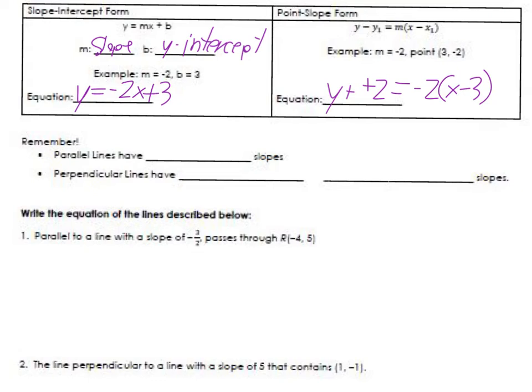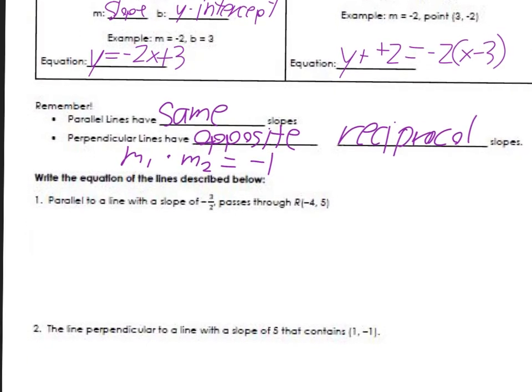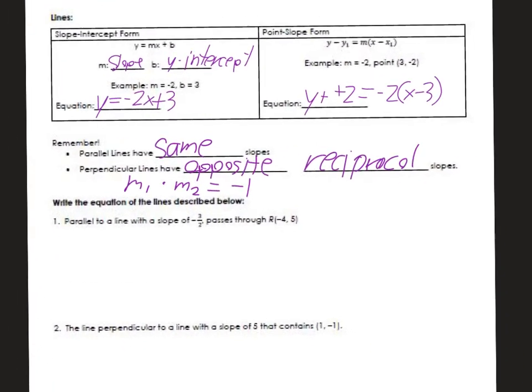Parallel lines. All parallel lines are going to have the same slope, whereas perpendicular lines will have the opposite reciprocal. That is to say that given the slopes of 2 perpendicular lines, m sub 1 times m sub 2 will always equal -1. So let's take this and work some problems.